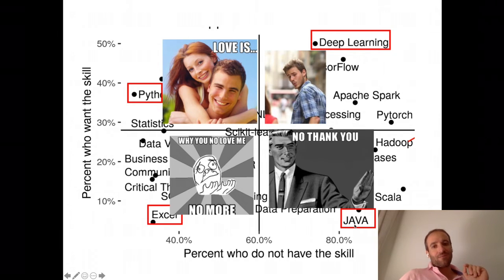For this cluster, which is the percent of people that do not have the skill and don't want it, Java, I choose this meme, "no thank you," and Java, and quickly, oh no, okay, this is the not cool skills. Same for here, Excel, which a lot of people have and nobody wants anymore. Why you love me no more? And here people have it and people want more of it.